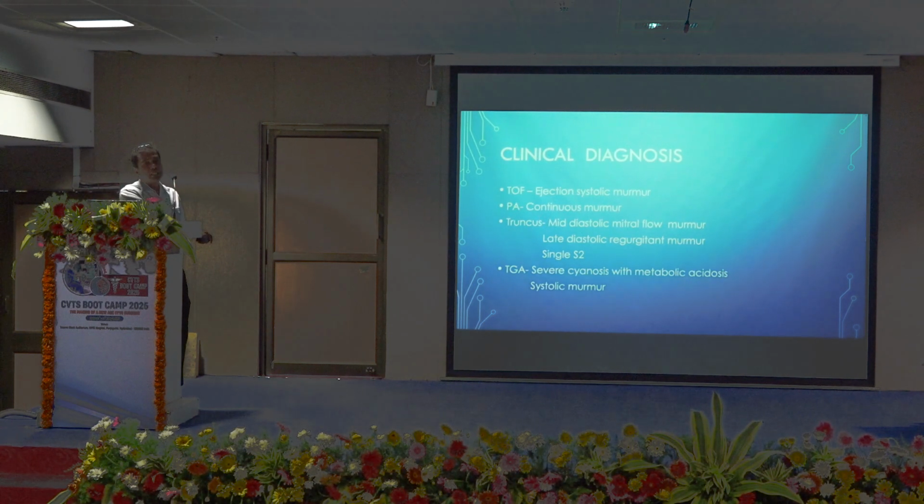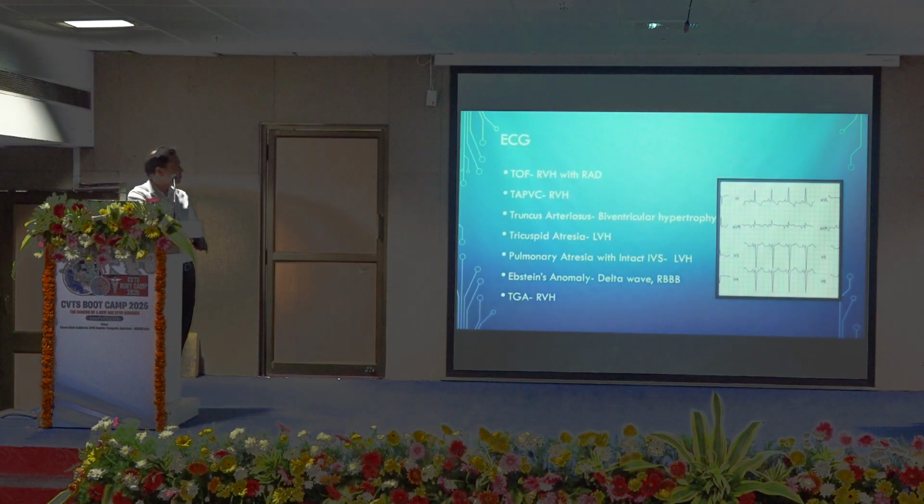Truncus arteriosus is a trunk which arises from the heart instead of two separate great vessels. So here mostly we find there will be some truncal valve regurgitation that causes late diastolic regurgitant murmur at the lower left sternal border. And as it is a single vessel arising from the heart, second heart sound will be single. In case of TGA, they will present with cyanosis and severe metabolic acidosis and have systolic murmur.